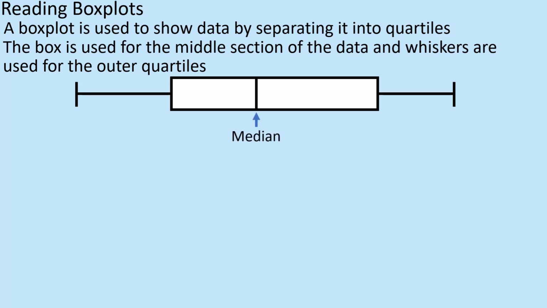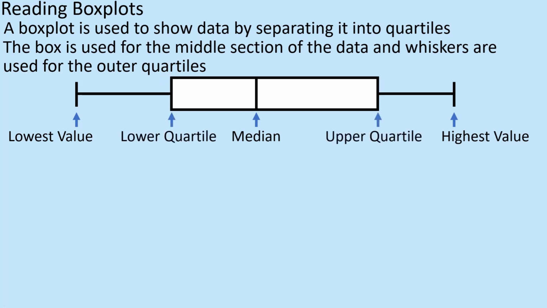So that number that goes in the middle is the median, so that's where the middle value appears. That's the lowest value on the left-hand side, which you saw before, and of course the highest value on the right-hand side. And then this value and this value are our two quartiles, so lower quartile and upper quartile.